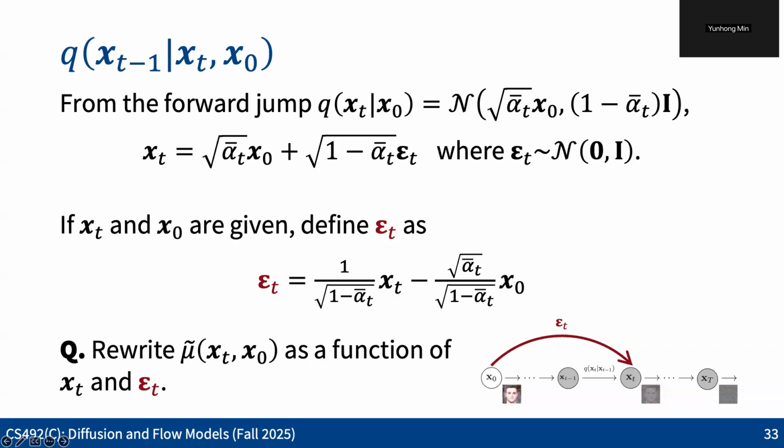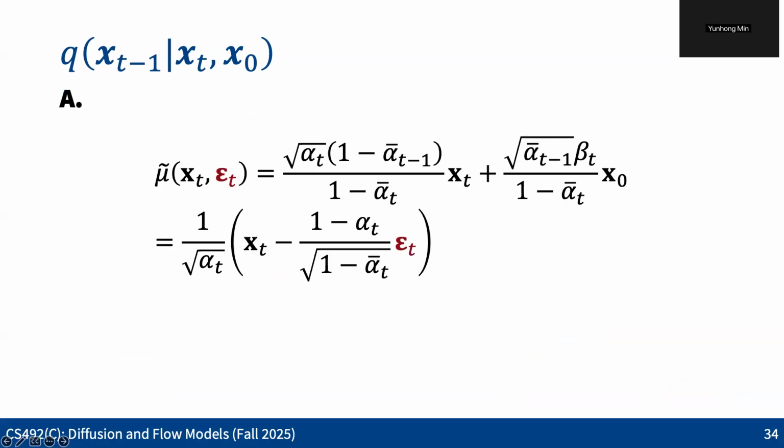This is not something that you need to submit. So let me continue. But yeah, you can check that if you just plug in the definition of the epsilon t, you're going to see that it becomes like this, right? So that means we can also define this mean function with respect to the xt and this epsilon t, right? Then you can feel that now we can also define the new predictor, right?